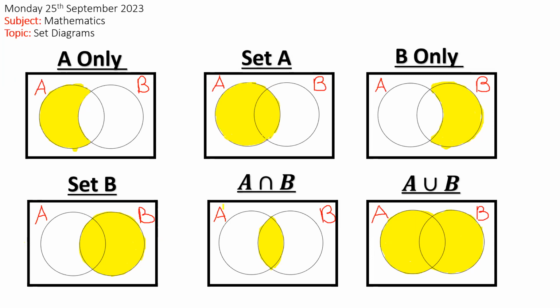Samantha Ferguson. If I'm trying to shade in set A, what would I shade? Just A and the intersection. Very good. I include the intersection. Anastasia, if I'm trying to shade in the intersection of A and B, what would I shade? The middle part. Very good.